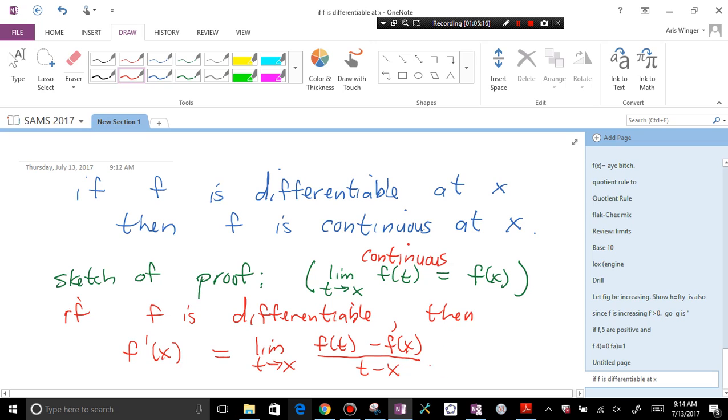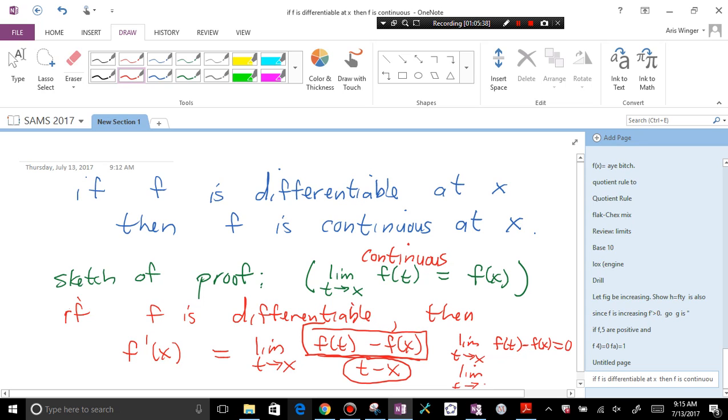So now, what is it that I know about t minus x? That's going to 0 for sure. So what must be true about the numerator? That also has to go to 0. So the limit as t goes to x of f of t minus f of x has to be 0. In other words, the limit as t goes to x of f of t has to be f of x.